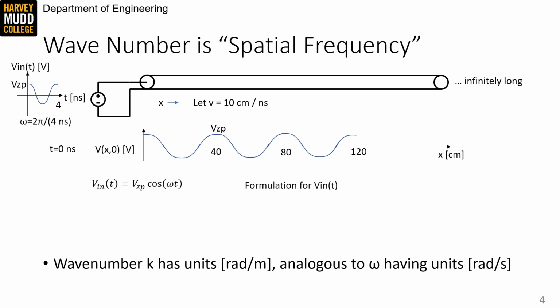We've already got an easy entry point, which is rewriting V in of t as VZP times the cosine of omega t. And we also wrote an expression for V of x,t on the previous page. It's VZP times the cosine of omega t minus kx. It's worth noting that this is a solution to the wave equation because it's just a horizontally stretched version of f of x minus vt. And that's because this argument is x minus vt multiplied by some constant.